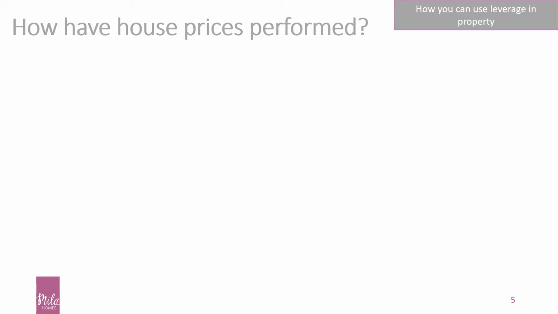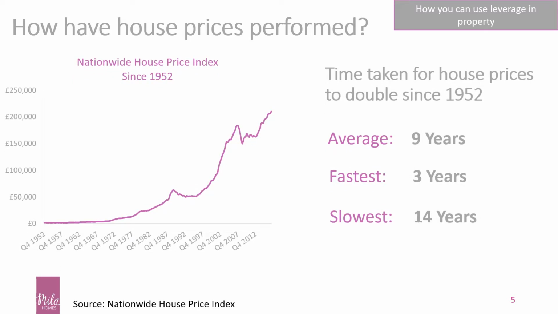Those of you that have seen my previous presentation, if not, go to our Facebook page and you can find it in the video section there, will maybe notice this slide looking at how house prices have performed. Since 1952, the Nationwide house price index has shown that on average, house prices have taken 9 years to double in value. The fastest period across that time was actually 3 years, and the slowest was 14 years.